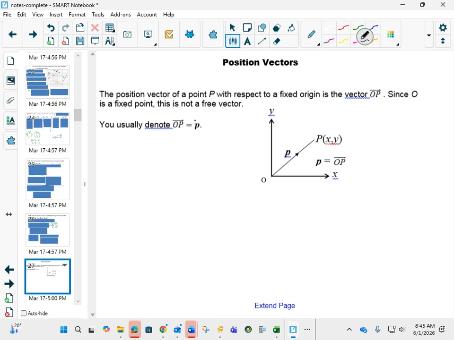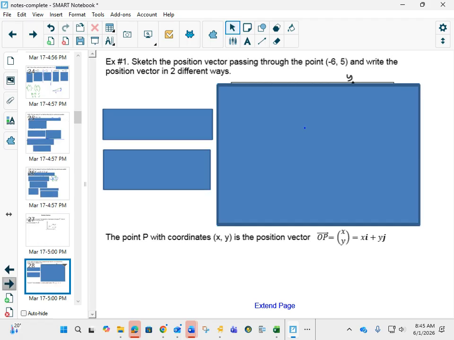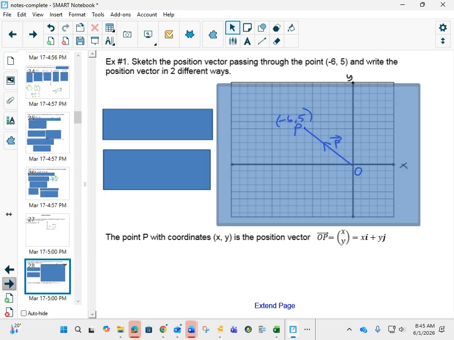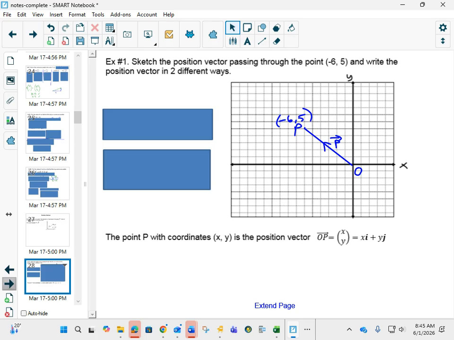And I can add an arrowhead over that. So the vector P starts at the origin, goes to any point, and we can do this in 2 dimensions or 3 dimensions. So we're going to sketch the position vector passing through -6, 5. So you just find your regular coordinate, -6, 5. Go from the origin to that point.